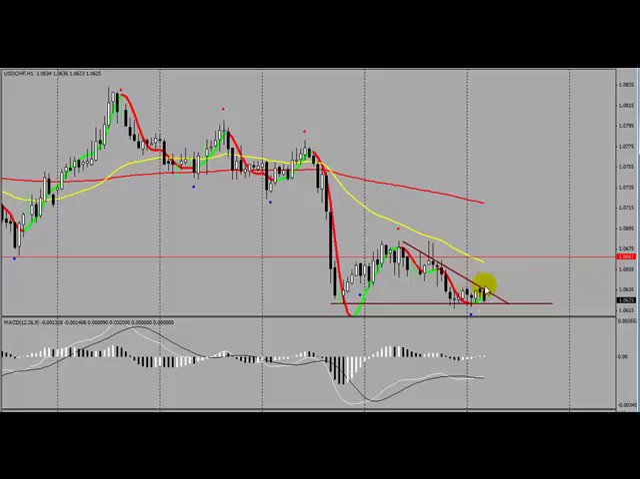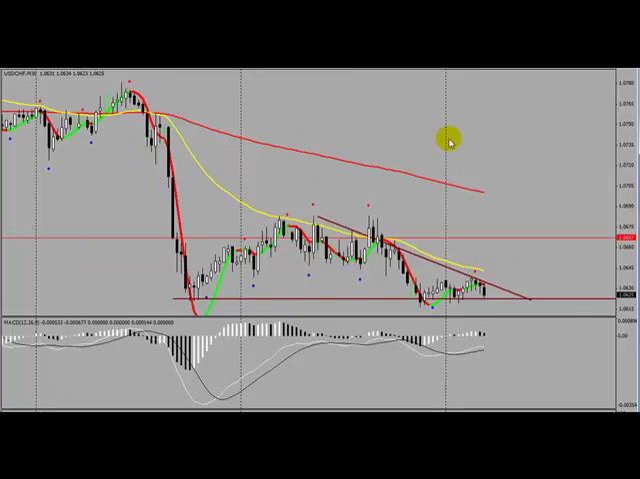So what I'd like to see happen is a close above this trend line to go long on a 30-minute. And I'd like to see a close below this low on a 30-minute to maybe go short. And that's pretty much all I see on the dollar Swiss, but it's a lot more clear.